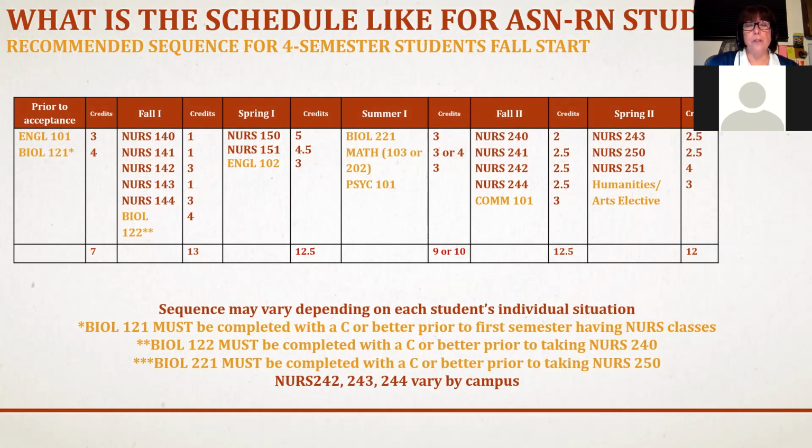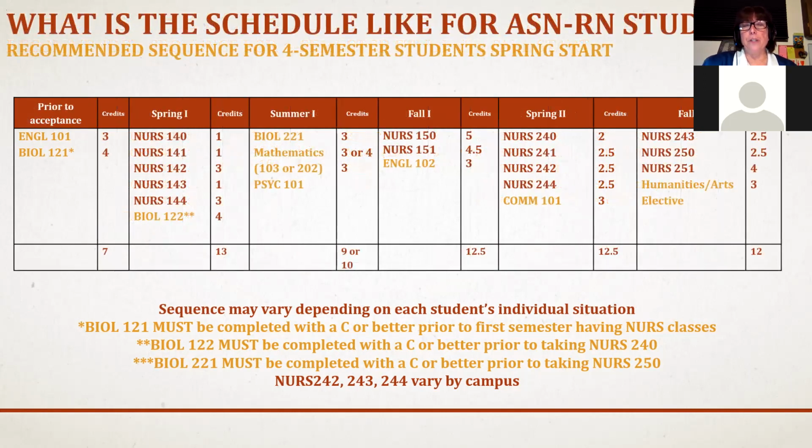It's important to understand that there are some prerequisites. Students must complete 121 before they can enter the program. They must complete 122 before they register for 150. They must complete Psych 101 before they register for 244. And they must complete Biology 221 before they register for 250.